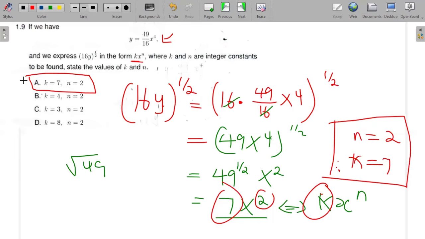Okay, so that was question 1.9. And then let's look at question 1.10. So this is the last question. This is the last question for section A. So here they're saying what now?